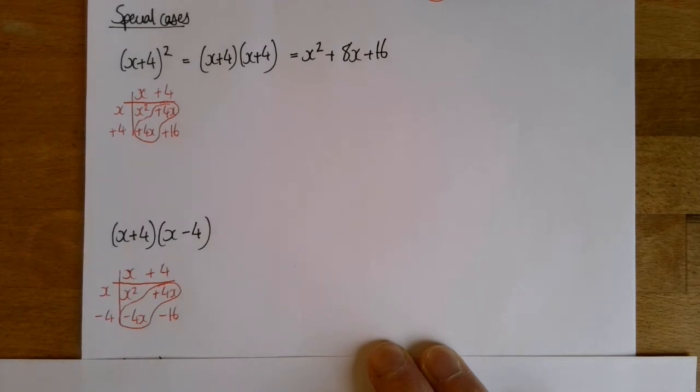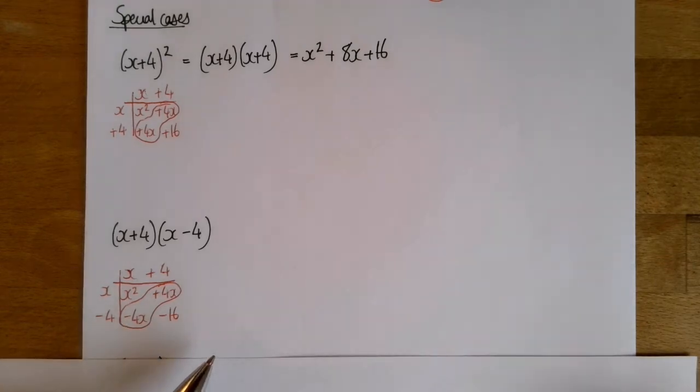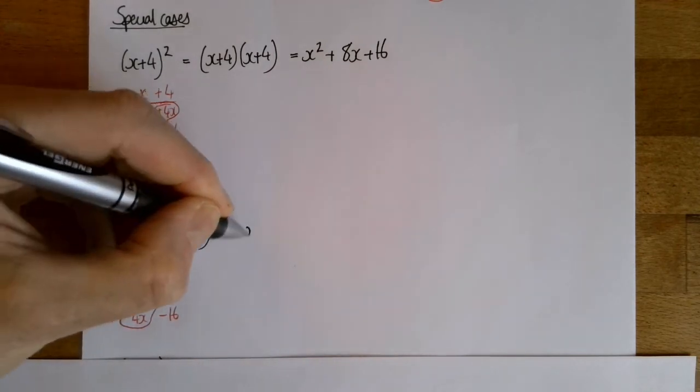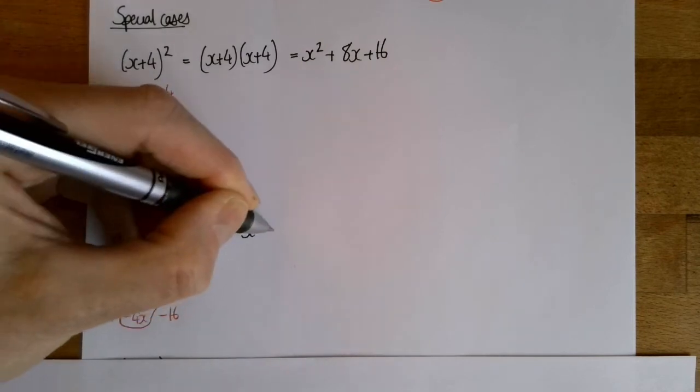And what happens when you peanut? I've got plus 4x's, but then I take away 4x's. How many x's am I left with? Well, I'm left with none. They disappear in a puff of magic smoke. So my answer to this one is just x squared minus 16.